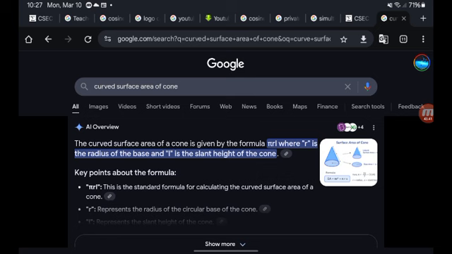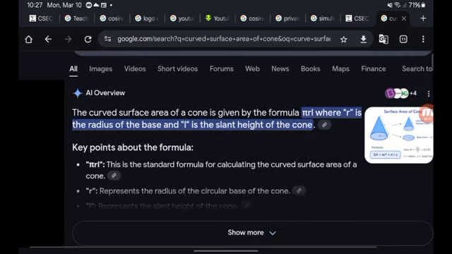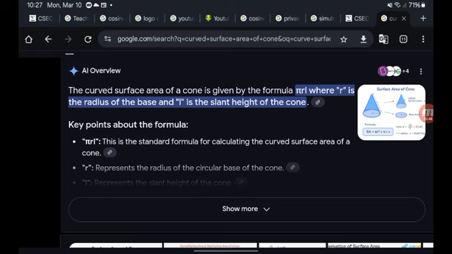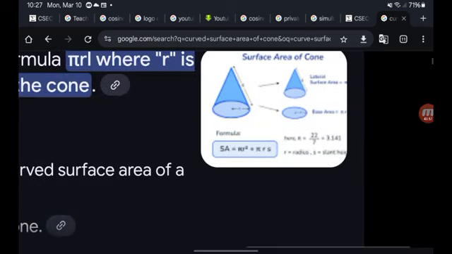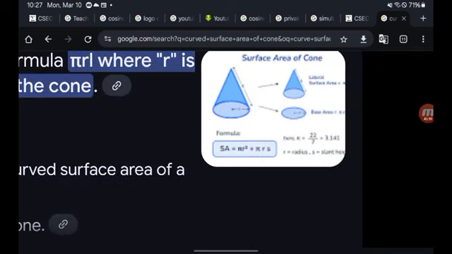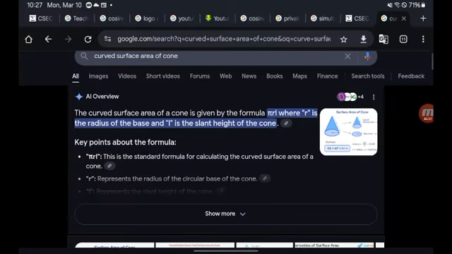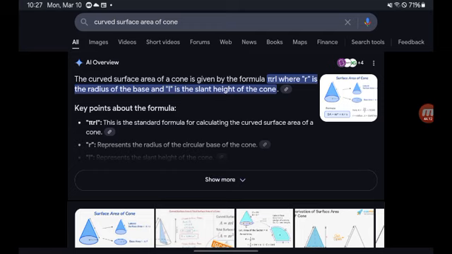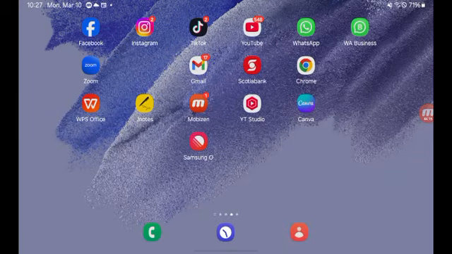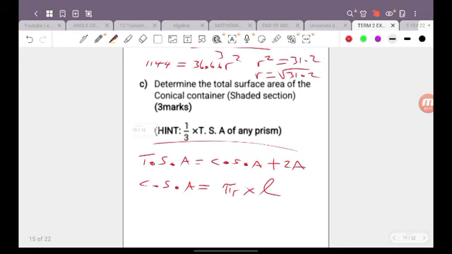Let's check that out. As we look here on Google for the curved surface area of a cone, you can see we've confirmed that it is pi r times L. You can see the image as we zoom up, showing that we're looking for that curved section around here. Okay, so we're going to come off Google and go back to our document. It's always good to check.